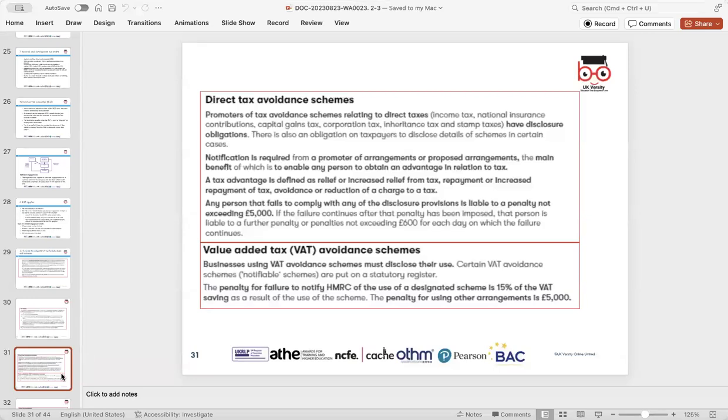Then we talk about VAT avoidance schemes. Businesses using VAT avoidance schemes also have disclosure requirements. Some VAT avoidance schemes, known as notifiable schemes, are placed on statutory registers. If a business fails to notify HM Revenue and Customs about the use of a designated scheme, the penalty could be 15% of the VAT saving resulting from the scheme. For using other avoidance arrangements, the penalty is a fixed amount of £5,000.